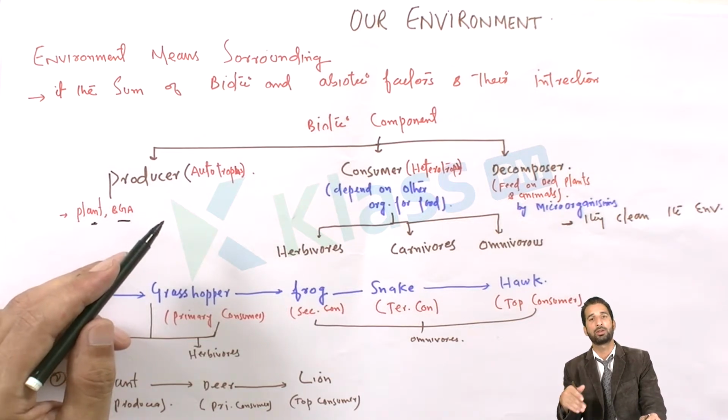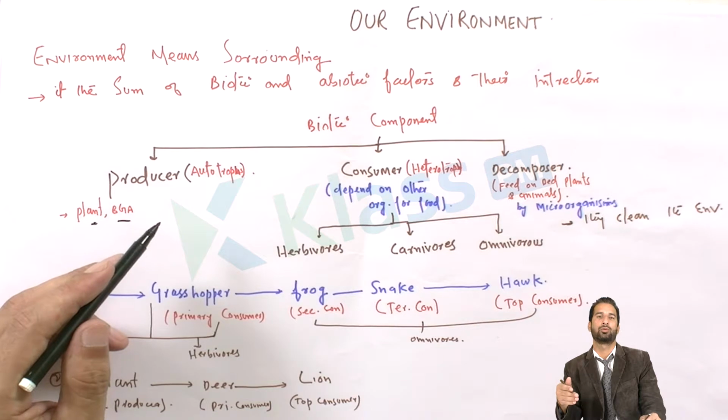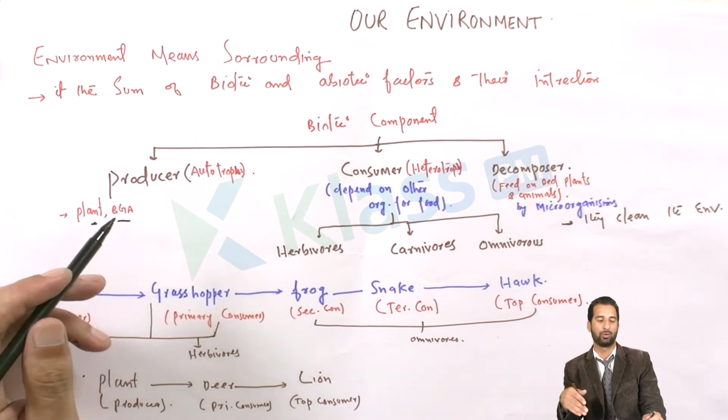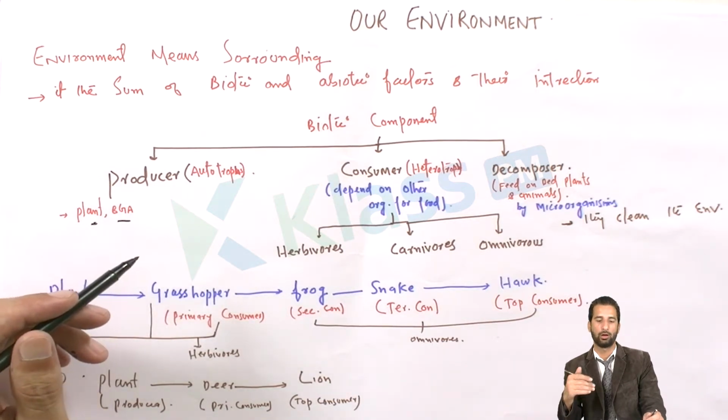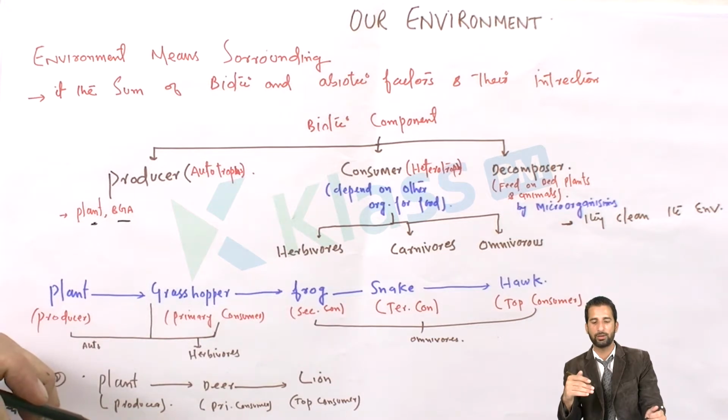Those organisms which can synthesize their own food, which can manufacture their own food, are called the producers or autotrophs. Next in the biotic component is the consumer. Consumer is also called heterotrophs. Hetero means different, trophs means nutrition.